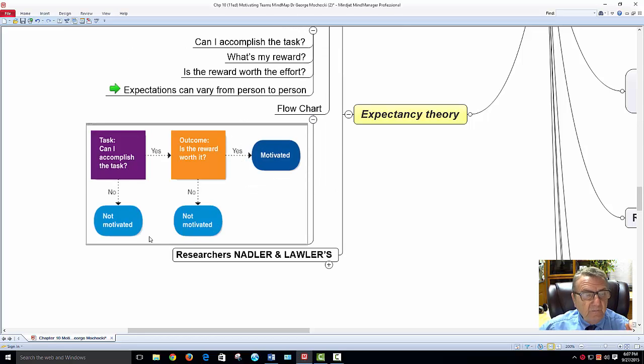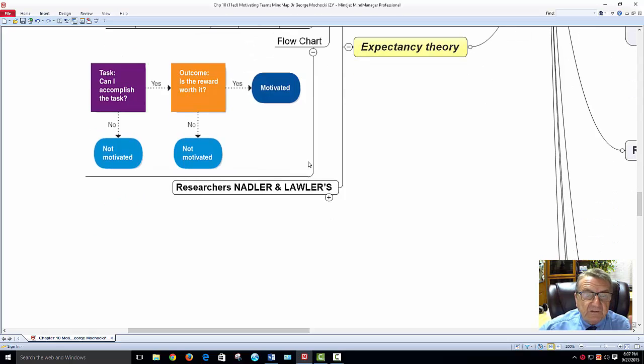Again, here's the flow chart. Can I accomplish it? Yes. Is the reward worth it? No. Not motivated. Very simple. We talked about this. I love this.